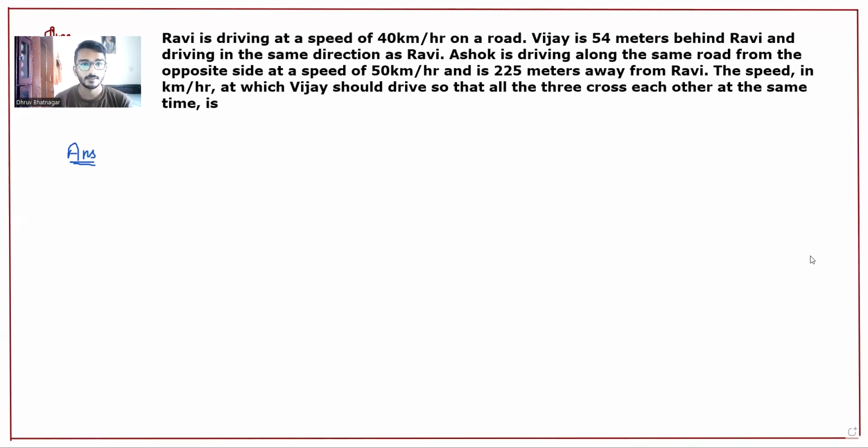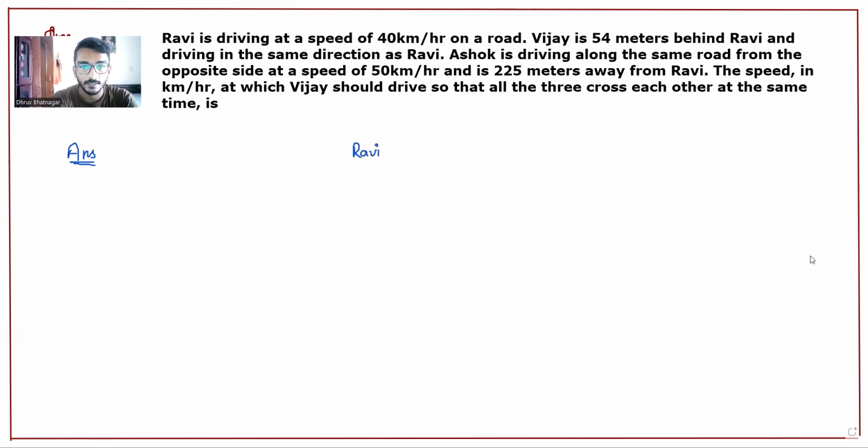Let's read the question. Ravi is driving at a speed of 40 km per hour on a road. Vijay is 54 meters behind Ravi and driving in the same direction as Ravi. Ashok is driving along the same road from the opposite side at a speed of 50 km per hour and is 225 meters away from Ravi. The speed in kilometer per hour at which Vijay should drive so that all three cross each other at the same time. Okay, so let's just draw this given data.